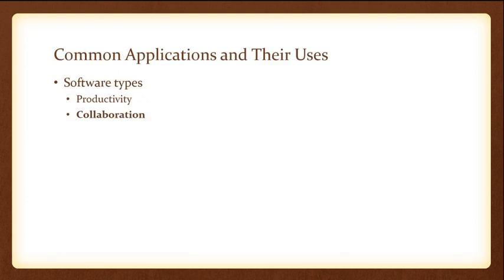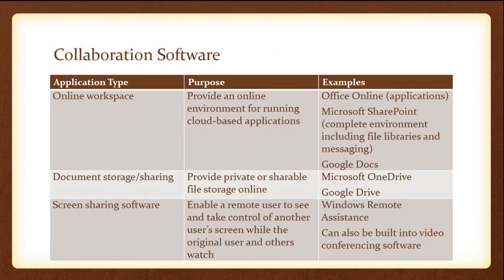The next type of common application that I want to talk about is collaboration. Collaboration helps people communicate and work with one another. It also helps computers share information. It's usually for a business, but it's whenever you're working together with somebody else. One is an online workspace, such as Office Online, Microsoft SharePoint, or Google Docs. These are all ways that people can work together on a document.